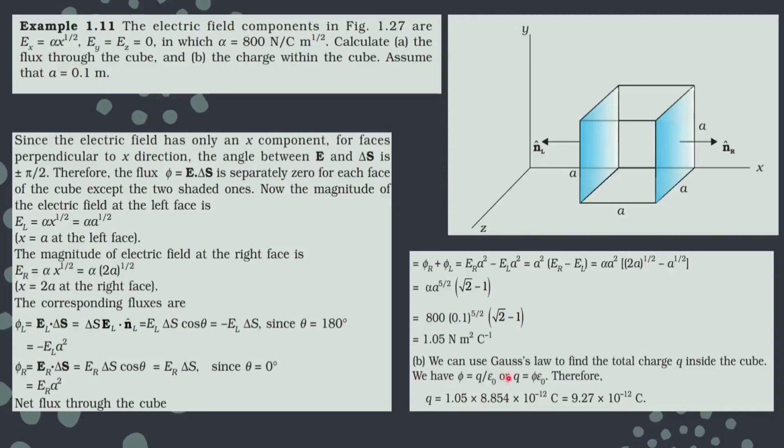So Q will be given by phi epsilon naught. Phi we have already calculated. So you can find the value of charge by simply putting the value of phi and epsilon naught. Thus this is the result of the charge, which is coming in coulomb.